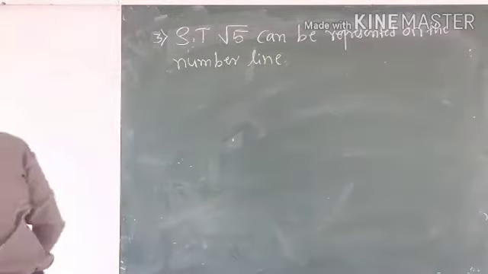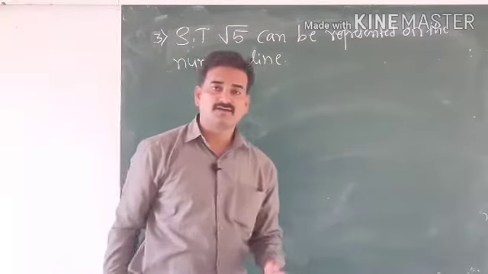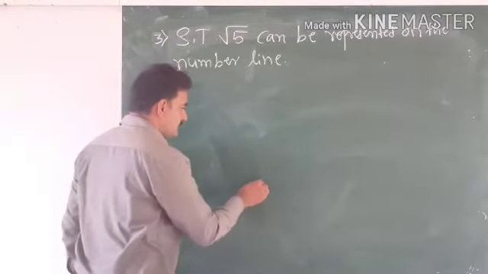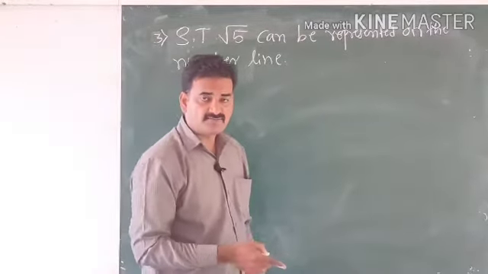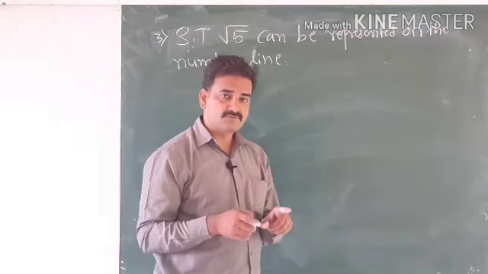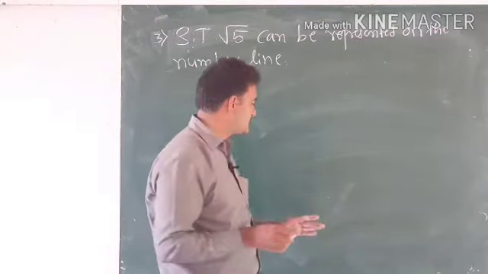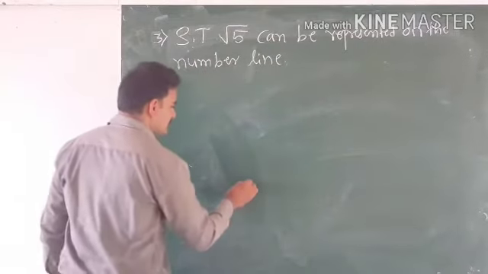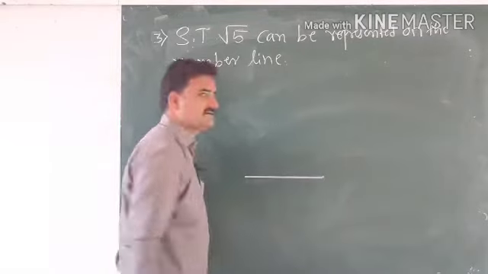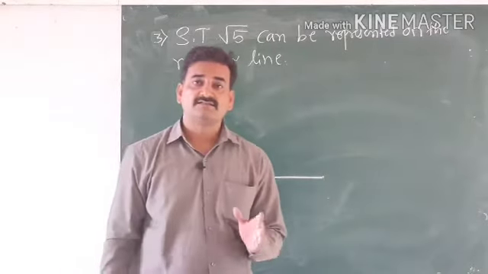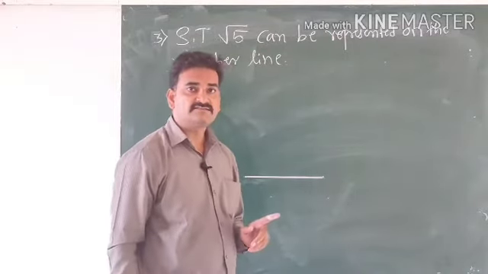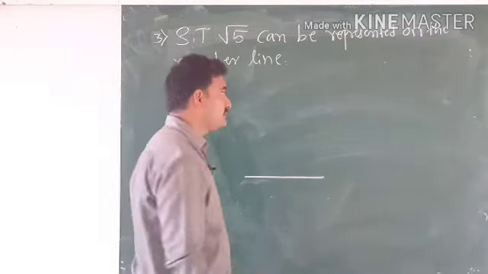So how are we going to represent root 5 on the number line? Please observe very carefully. Now I'll do a rough diagram here, but you take a scale, compass, protractor, all the geometrical instruments, and do it. Draw a line. Take 3 centimeters and consider that 1 unit.